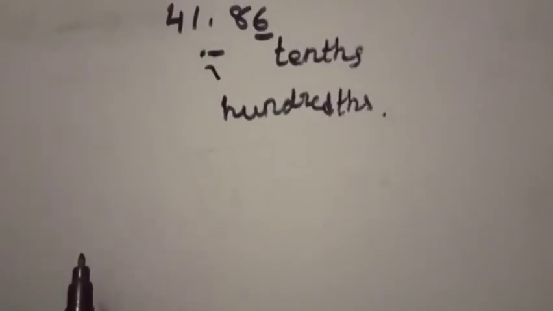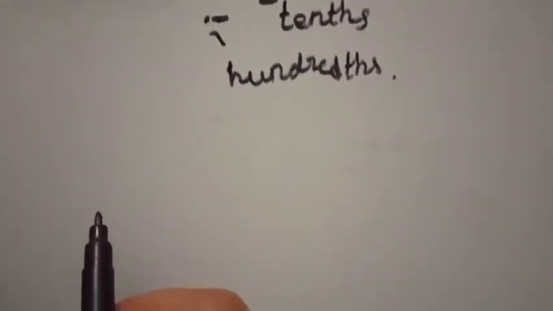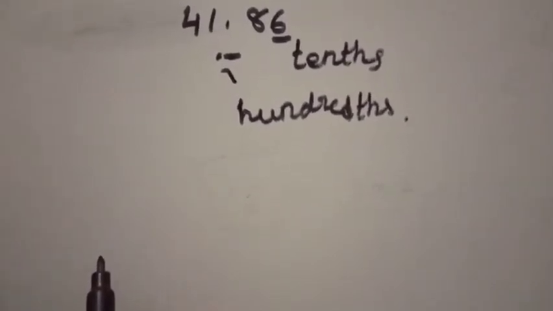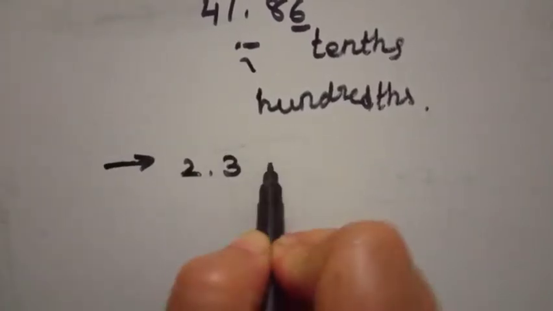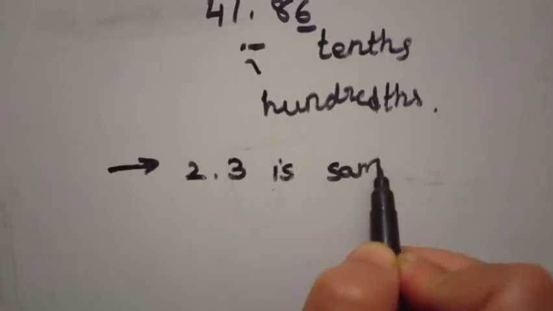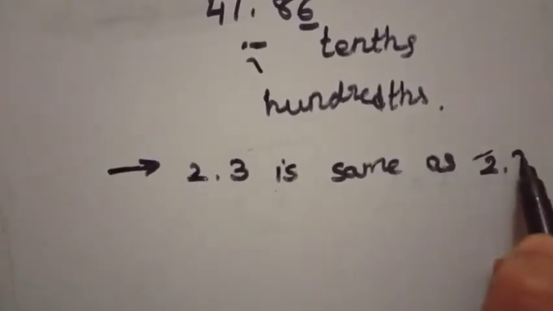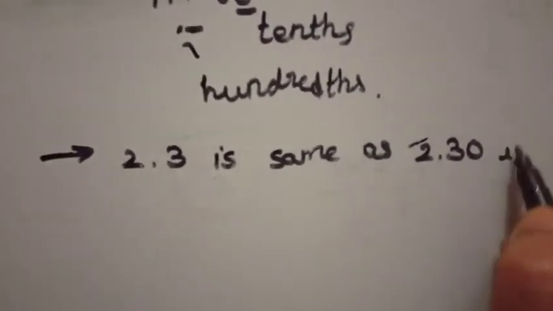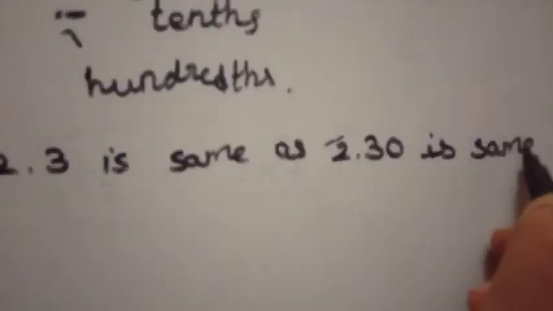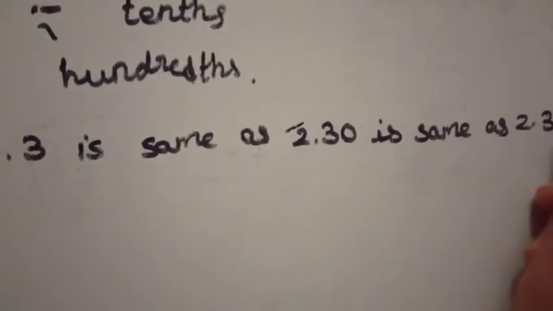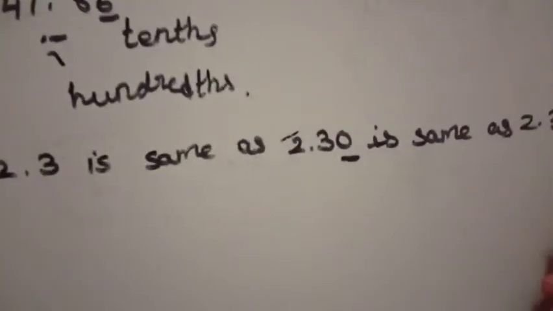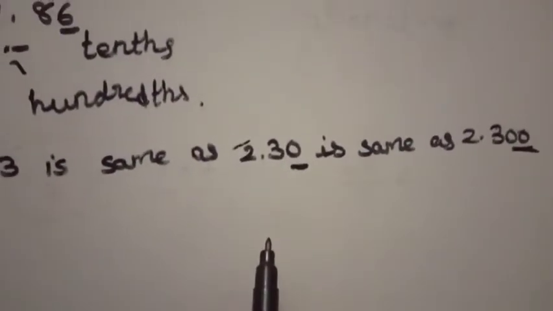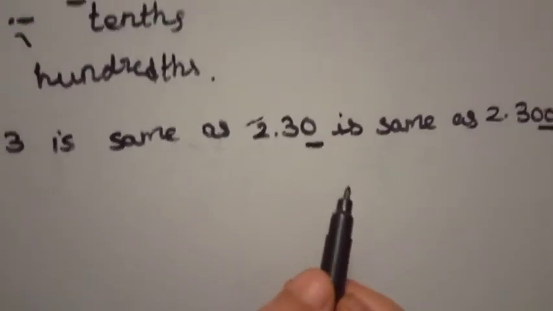Any extra zero or zeros written at the end of a decimal number does not change its value. Example, 2.3 is the same as 2.30, which is the same as 2.300. That means any extra zeros written at the end of decimal numbers do not change its value.